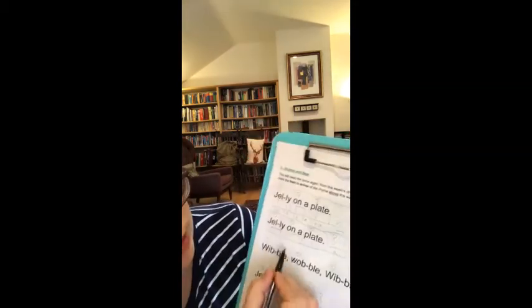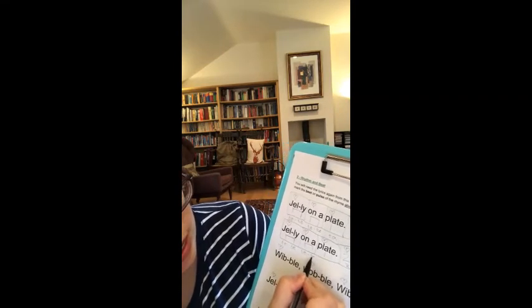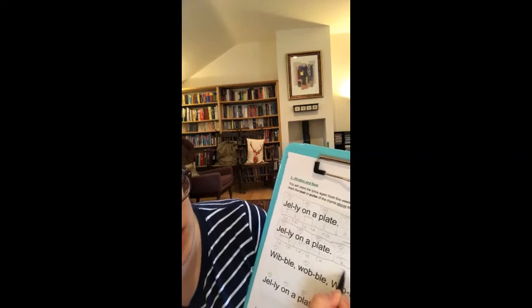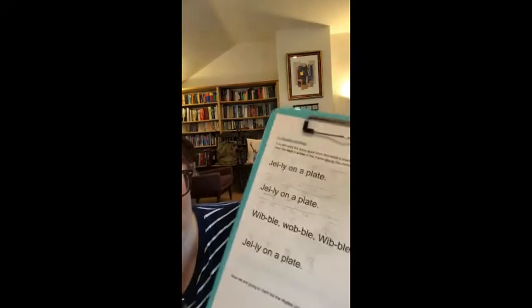So again it's tete, tete, ta, and then nothing. So what we can do before we go any further, we can say it using the sound name. So instead of using the words jelly on a plate, we're going to go tete, tete, ta. Tete, tete, ta. And you can hear the rhythm for jelly on a plate. Jelly on a plate.